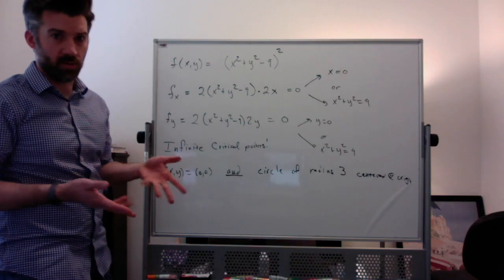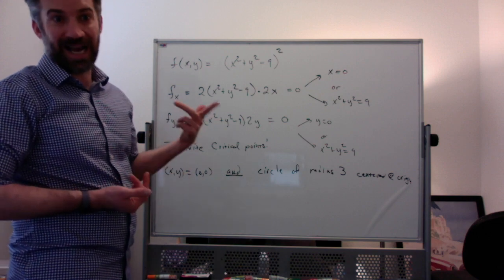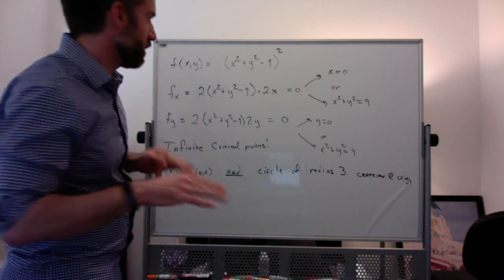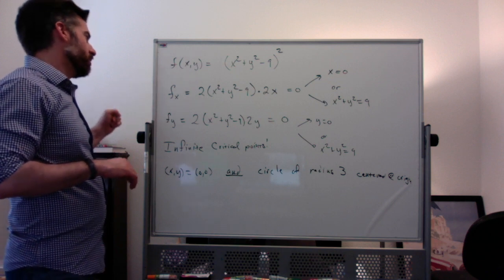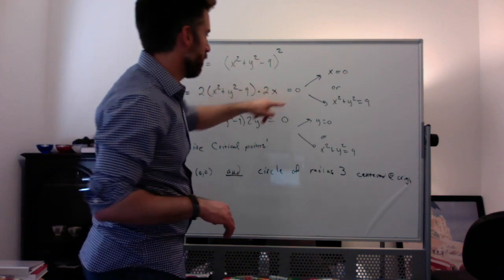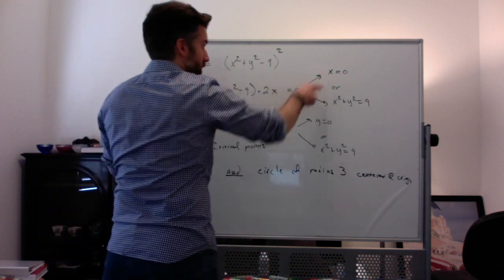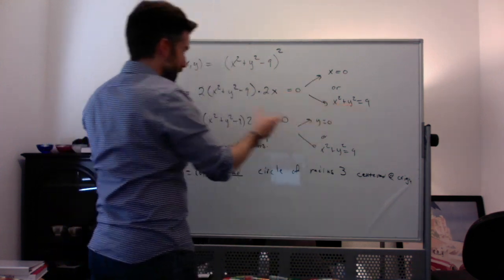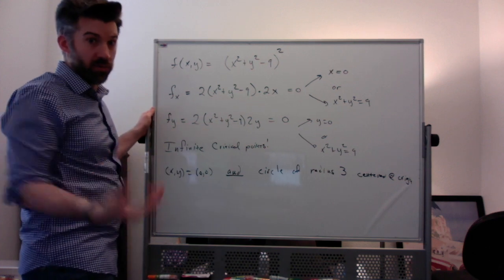Find and classify the critical points of (x squared plus y squared minus 9) squared. I use 9 instead of 1, just to change it up a little bit. So we take the partials, and we get fx equal to 2 times (x squared plus y squared minus 9) times 2x equal to 0, which leads to either x equaling 0 or x squared plus y squared equaling 9, meaning you're on the circle of radius 3.